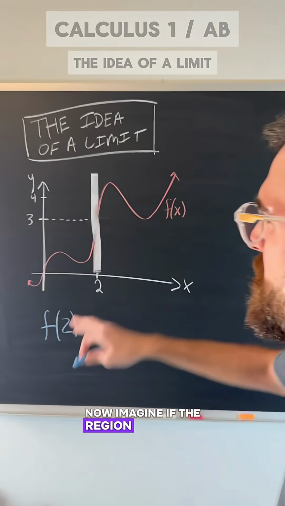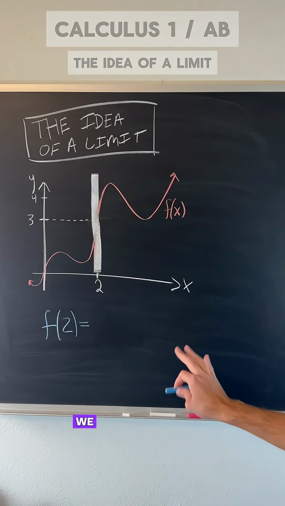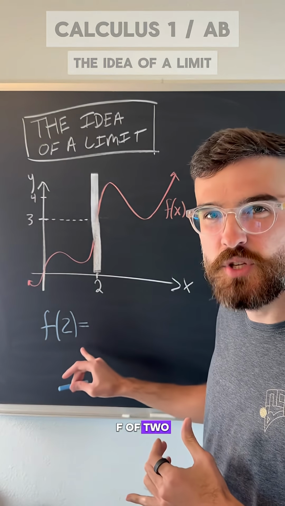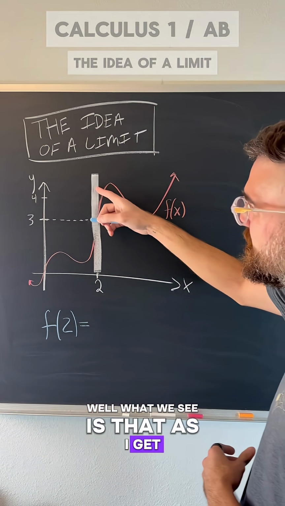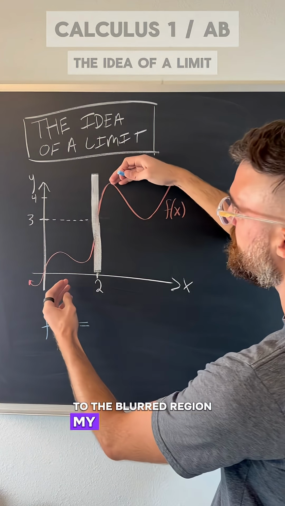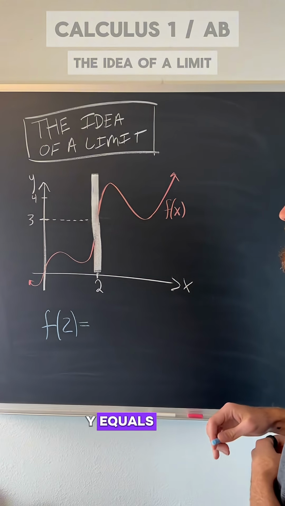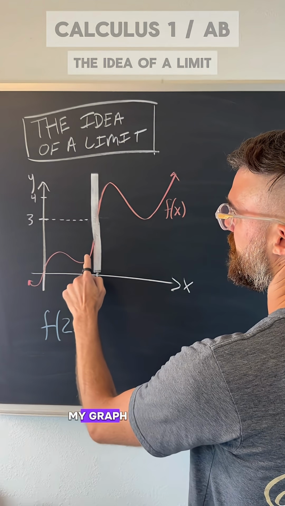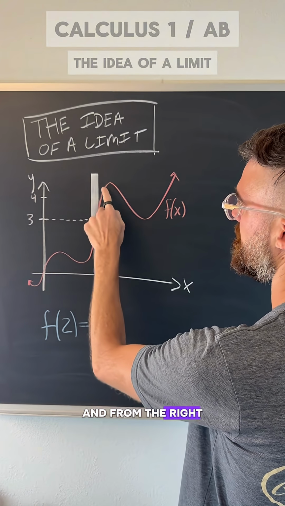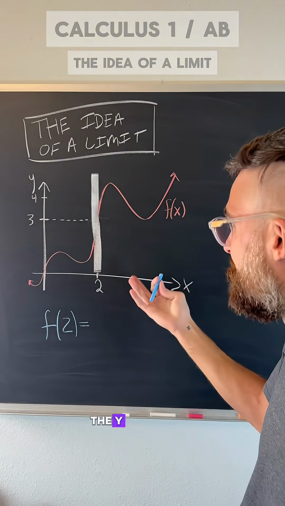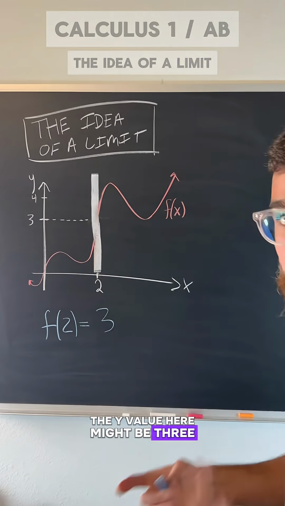Now imagine if the region around x equals 2 was blurred out. We didn't know what was occurring there. What would you guess would be the value of f of 2? Well, what we see is that as I get closer to x equals 2, the blurred region, my function gets closer and closer to this height y equals 3. Right? From the left side, my graph comes closer to this point, and from the right side, my graph also gets closer. So I would take a guess and say that the y value here might be 3.